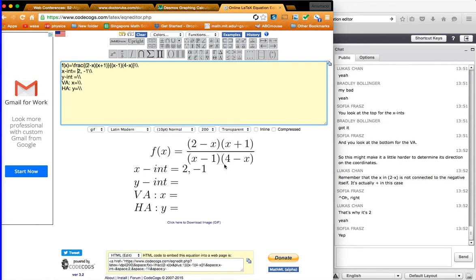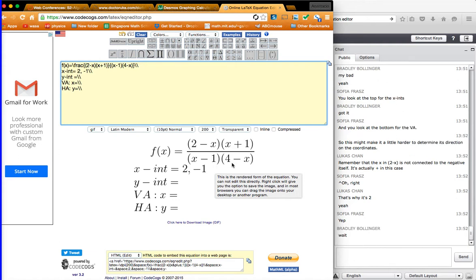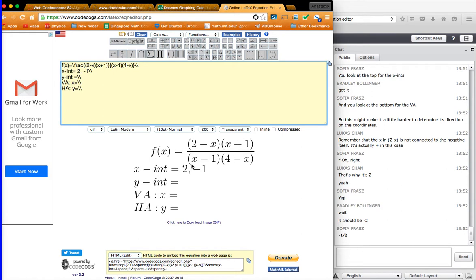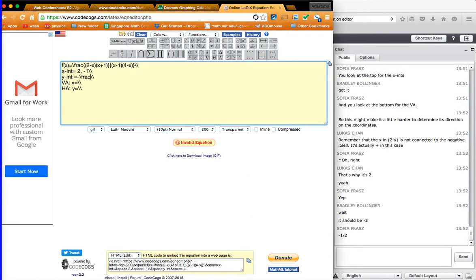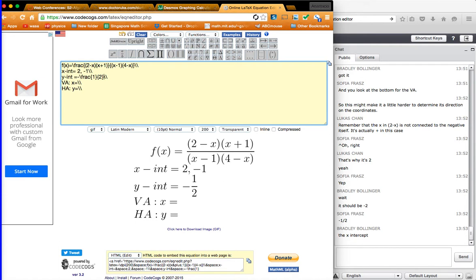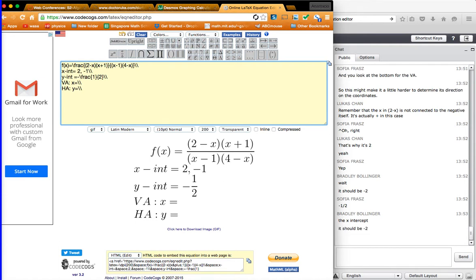My y-intercept, probably going to look a little ugly. It's not that hard. All you got to do is plug in 0 here. So what is 2 times 1 divided by -1 times 4? 2 times 1 is 2, divided by -1, so that's -2, divided by 4, so that's -1/2. Did I confuse anybody? The y-intercept.